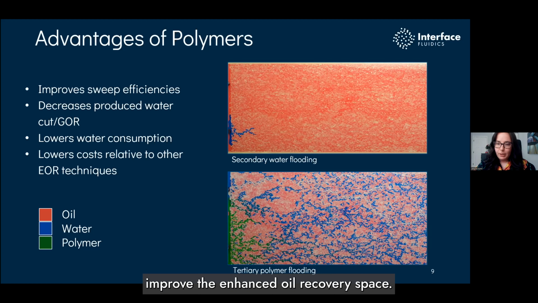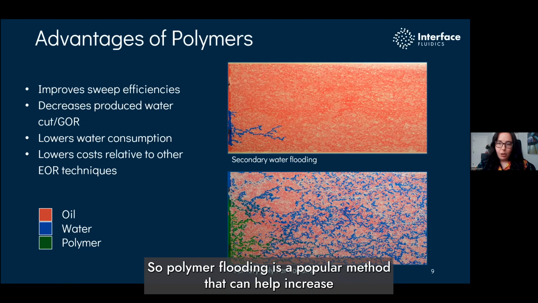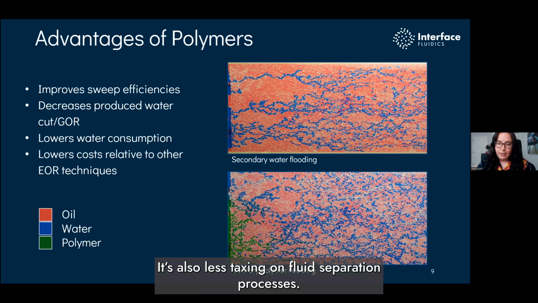enhanced oil recovery space. Polymer flooding is a popular method that can help increase recovery factors up to about 20%. Adding polymer decreases the fresh water consumption, it lowers greenhouse gas emissions, and it's also a bit more affordable compared to some other enhanced oil recovery techniques. The use of polymer helps reduce water cuts, as well as the amount of pumping energy required in the field. It's also less taxing on fluid separation processes.